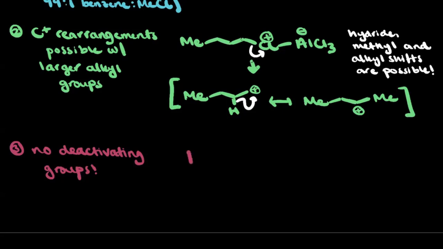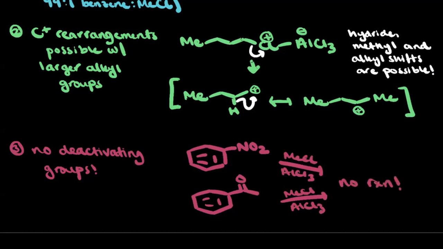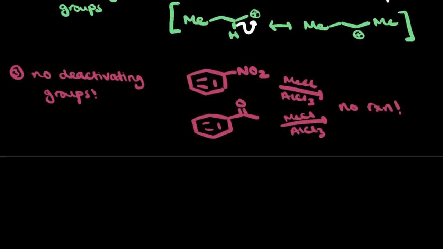Okay, so let's say I have, let's see, like a nitro group, or let's say I have some sort of like a carbonyl here, something like that. Doing a Friedel-Crafts reaction on either one of these will result in no reaction. So beware of that. All right, two more limitations. What's your next one?